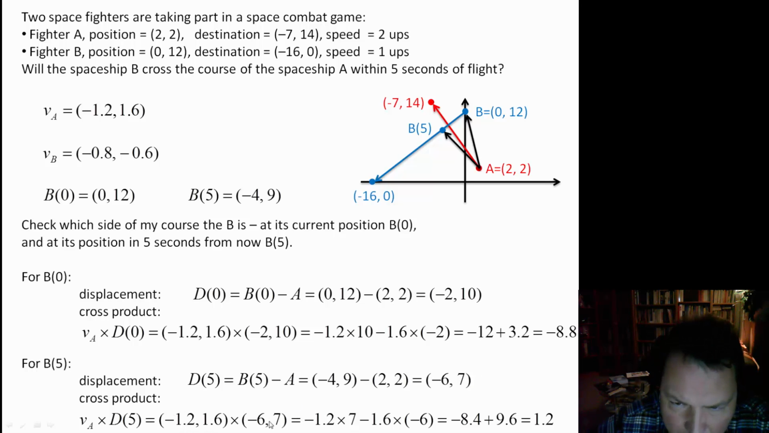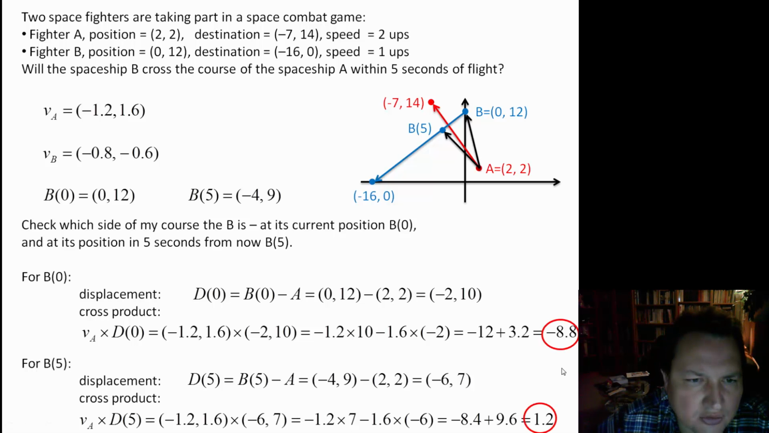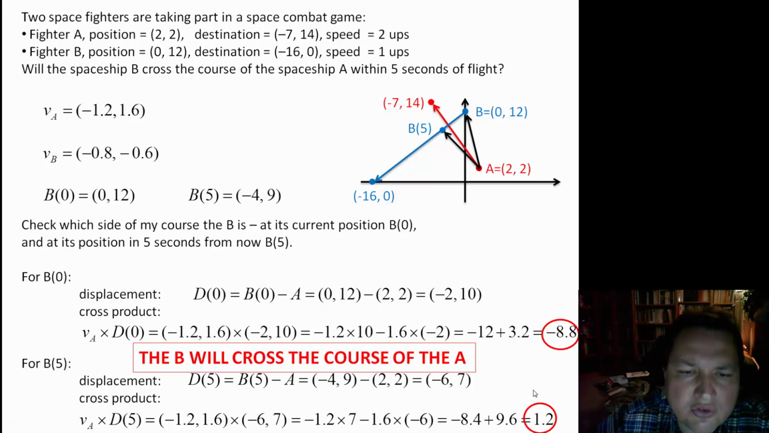This number times this number equals -8.4, and the inner multiplication gives us -9.6, with minus in the formula for the cross product. Minus and minus gives plus, so the result is 1.2. Comparing both results, both cross product values, we can easily find that at time 0 it was a negative number, and at time 5 it's a positive number. Therefore, fighter B will cross the course of fighter A.